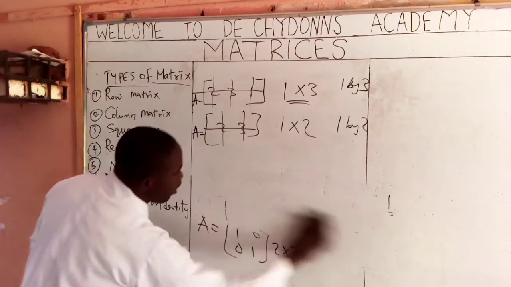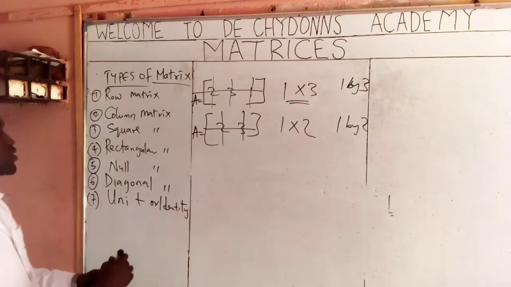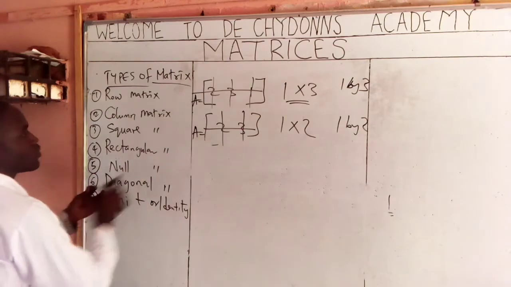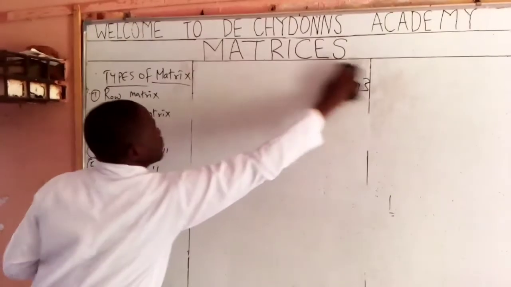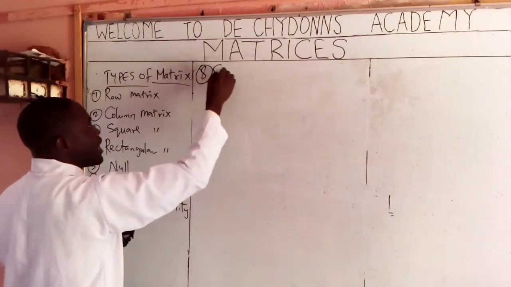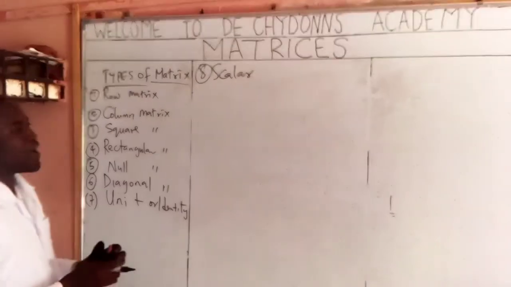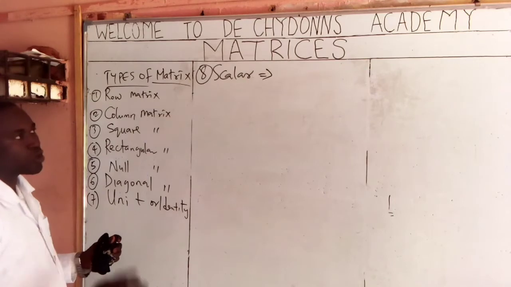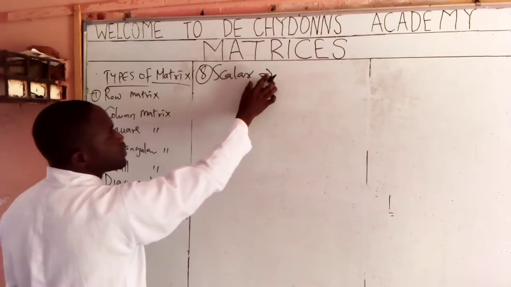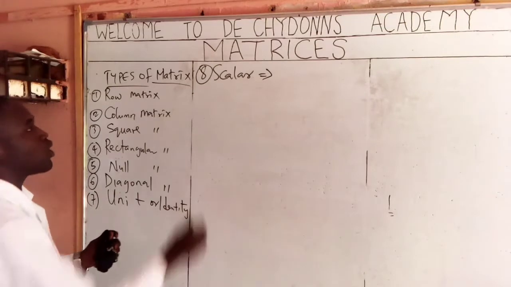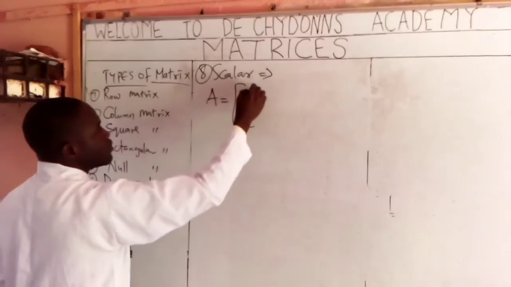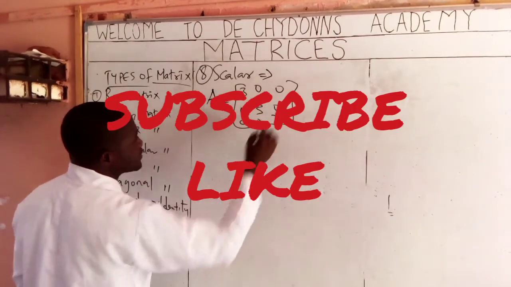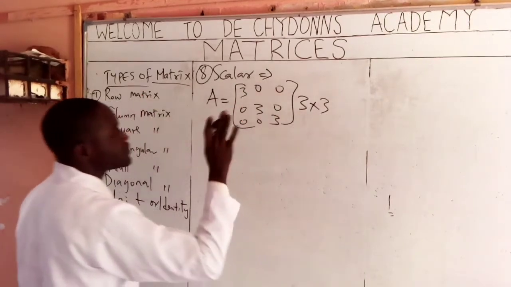We go to the next type of matrix. And the next type is called the scalar matrix. A scalar matrix is a matrix whose diagonal elements are equal but not equal to 1. Take an example. This is an example of a 3 by 3 scalar matrix.